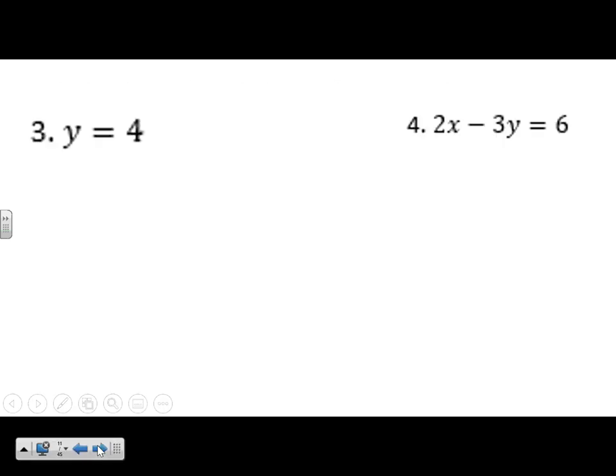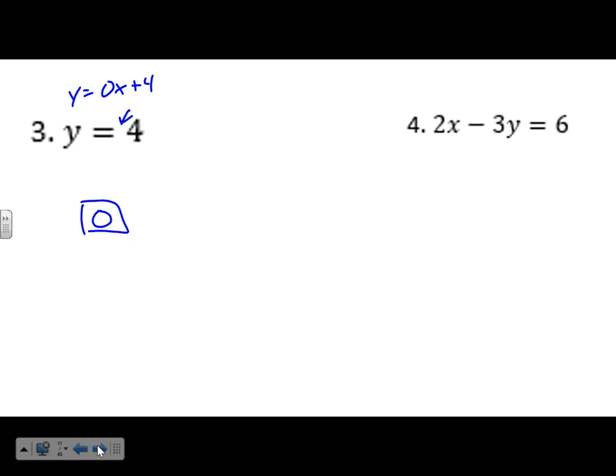y is equal to 4. Well, if you remember what I told you earlier, that means this is a horizontal line, so the slope is 0. The other thing that I always tell people is this is actually in slope-intercept form. y is equal to 0x plus 4. They just don't put the 0x because 0x is just 0. It doesn't exist. It's nothing.